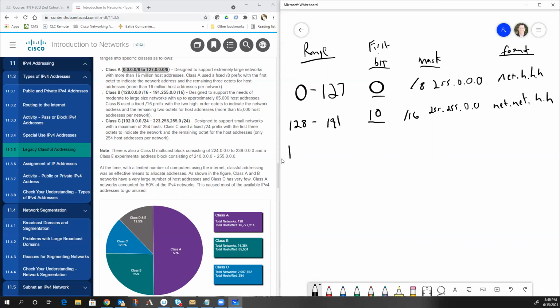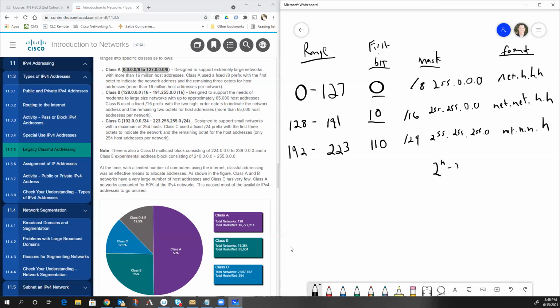Class C is 192 to 223. The first bits have to be 110. It is a /24, which is the standard mask, 255.255.255.0, or net, net, net, and then host. In that case, you've got 2,097,152 networks of 254 usable hosts, because you've got 8 host bits, and that's what we were talking about.